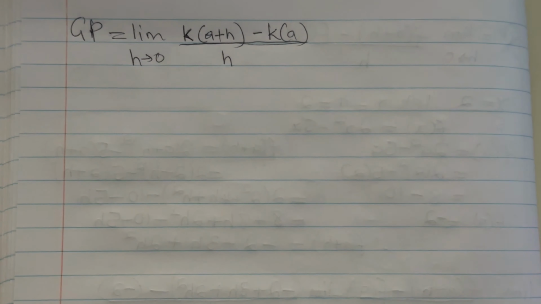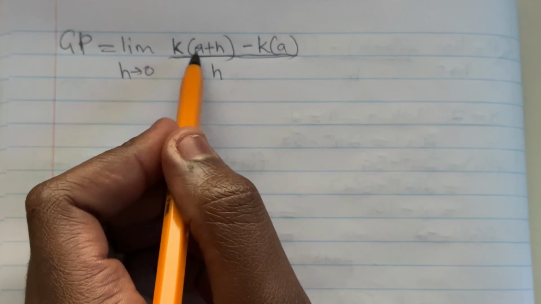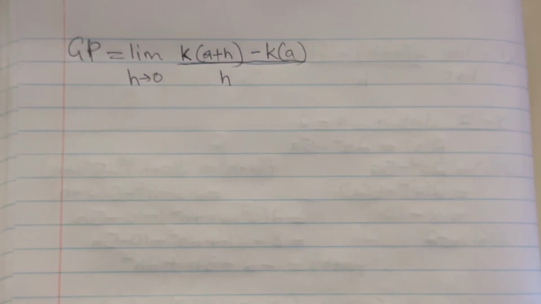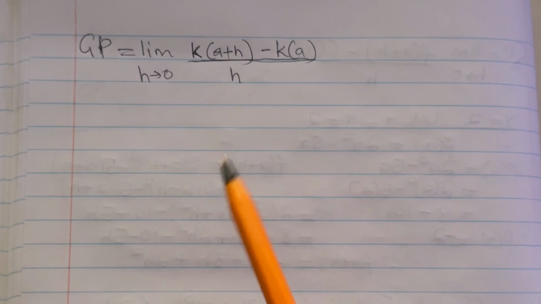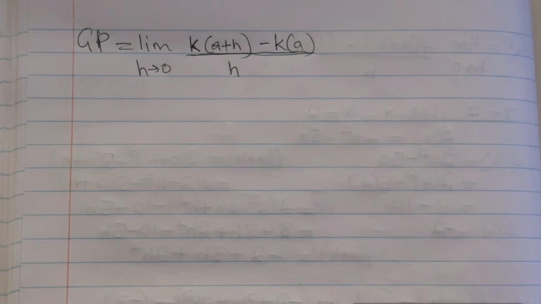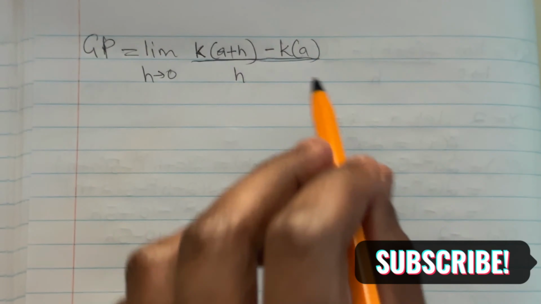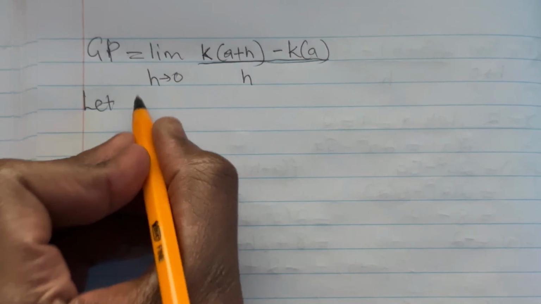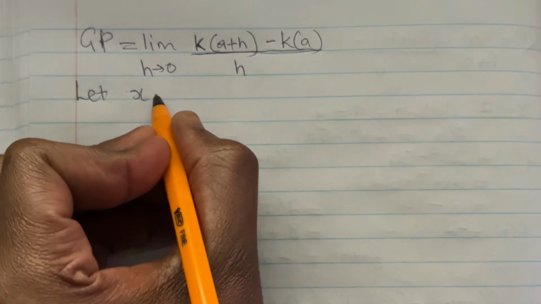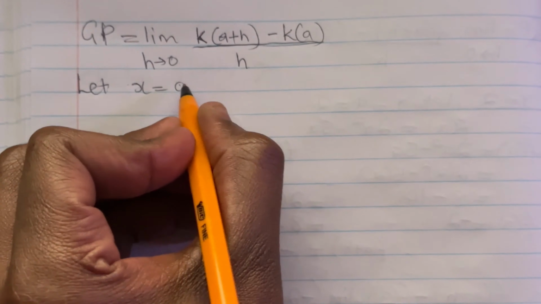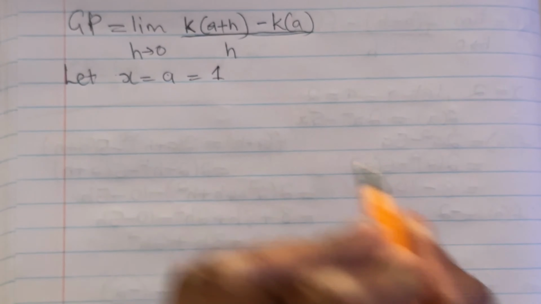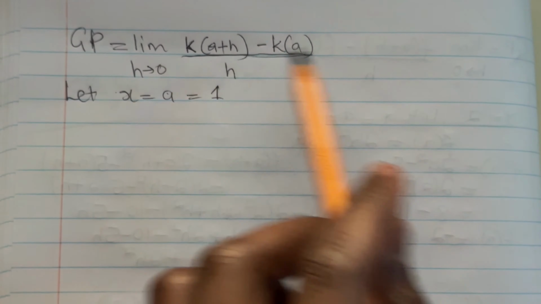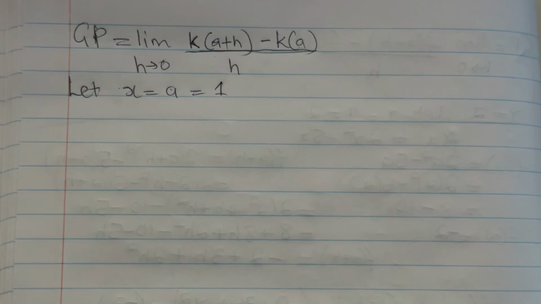So that is the first thing that you have to write down. The second step, you want to make sure that you calculate k at a plus h and calculate k at a separately, so that after that you're just going to substitute them into the equation. So we're going to start with the simple one, which is k at a. So we want to let x is equals to a, which is equals to 1. That is the first step, because we are given x is equals to 1, but in this case we are working with a instead of x.